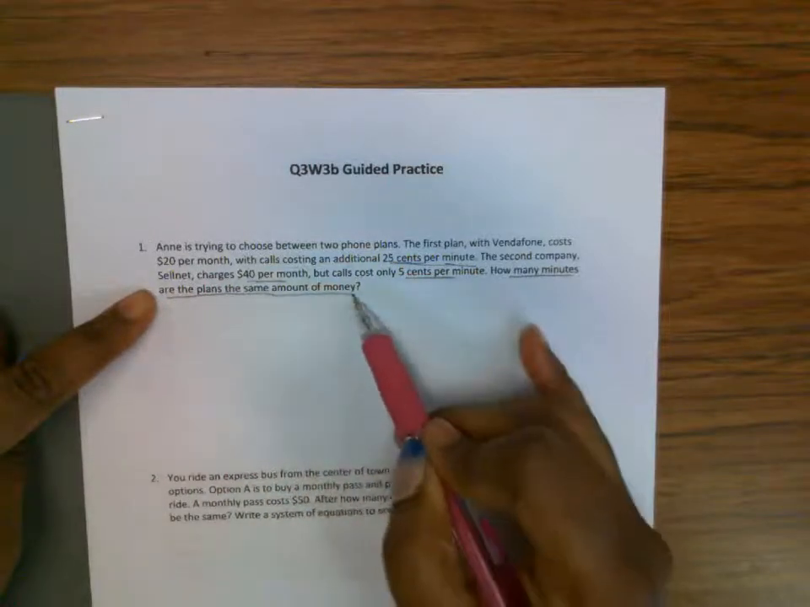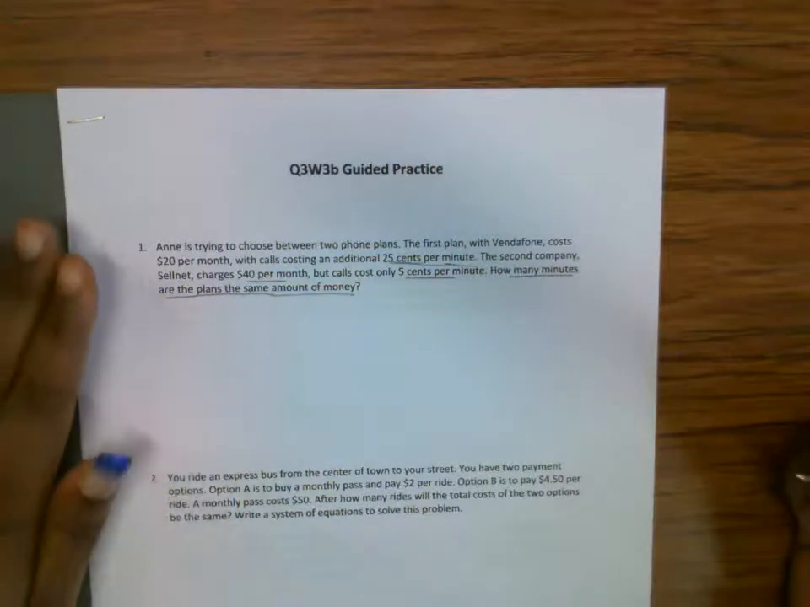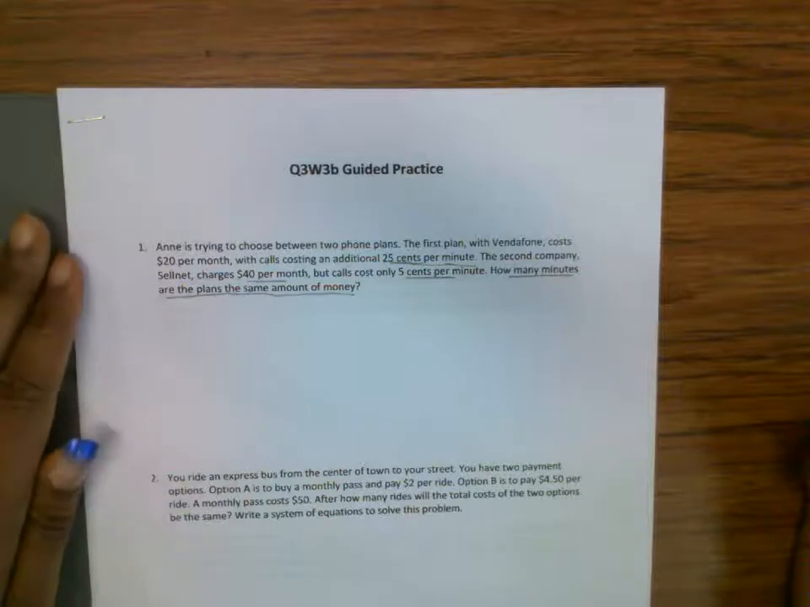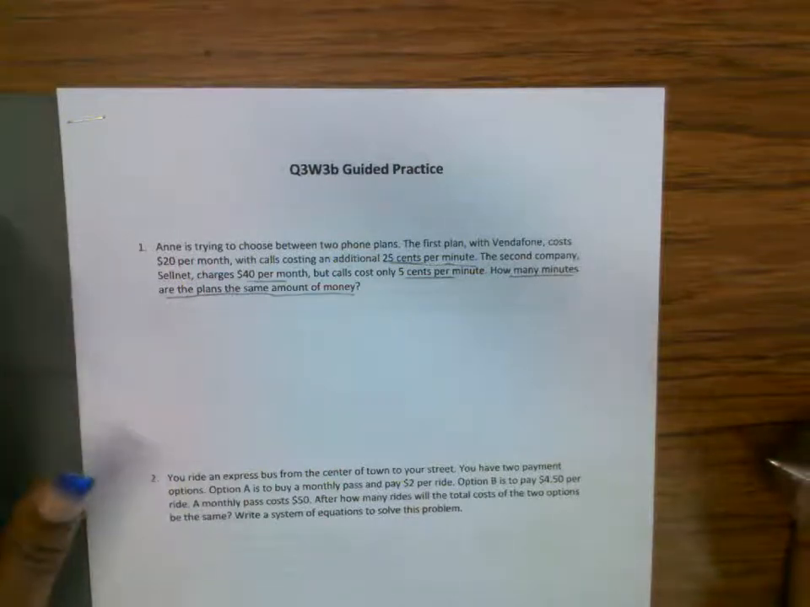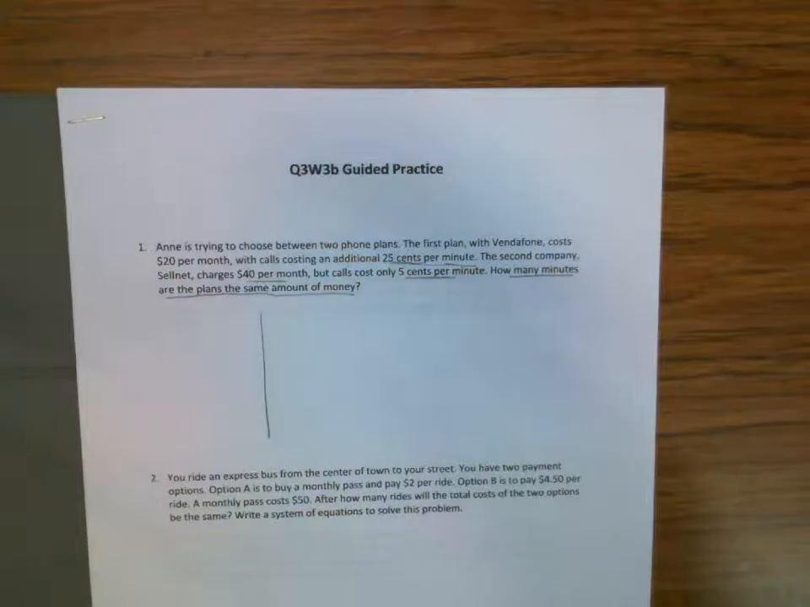amount of money? Okay, how many minutes will it take for the plans to be the same amount of money? All right, so that's the question. We have identified what the question is. So now we're going to find the information. We got 2 plans. And remember, since it's a system, that means we're going to write more than one equation.